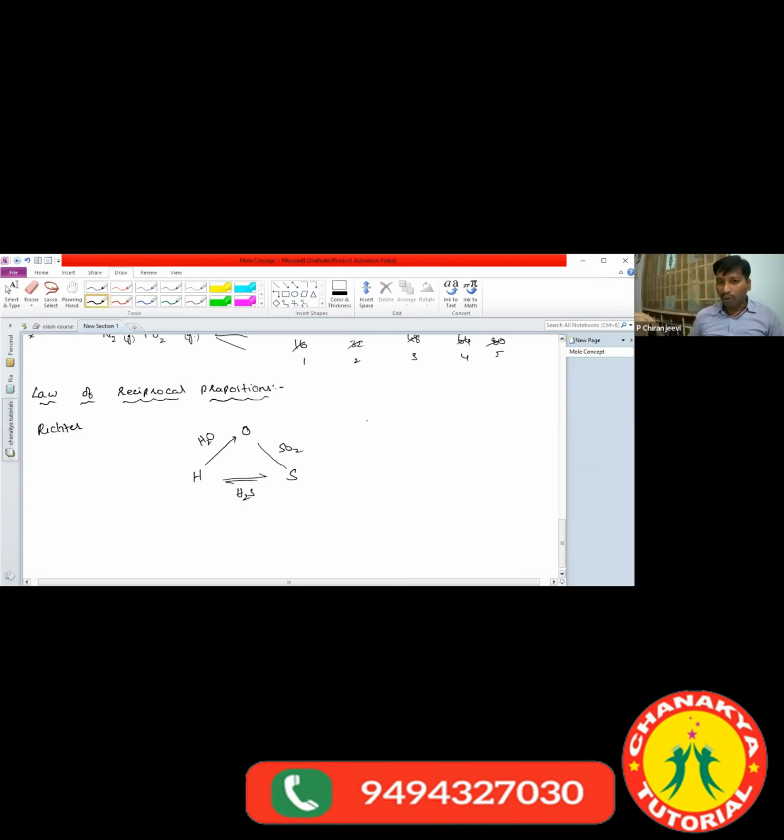Now, in a water molecule, what is the mass of the hydrogen and what is the mass of the oxygen? 2:16, so you get 1:8. Then, in sulfur dioxide, what is the mass ratio of sulfur and oxygen? 32 to 32, very good. So 1:1 ratio. Okay.